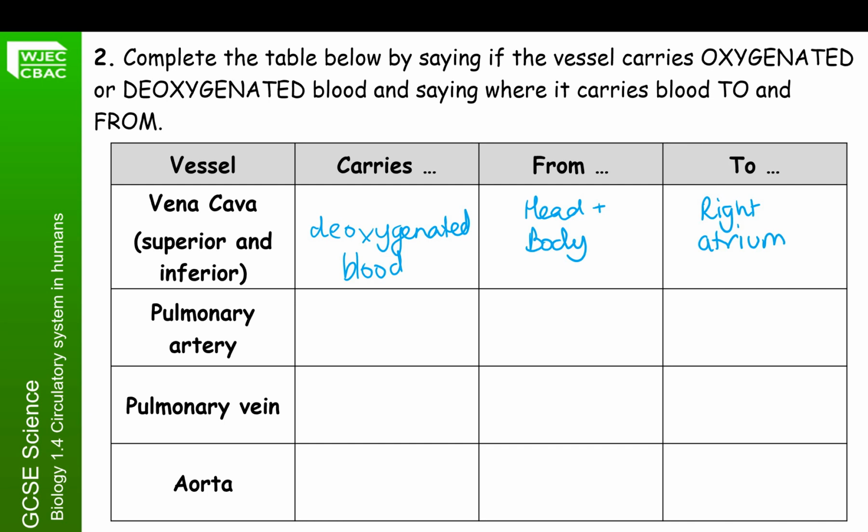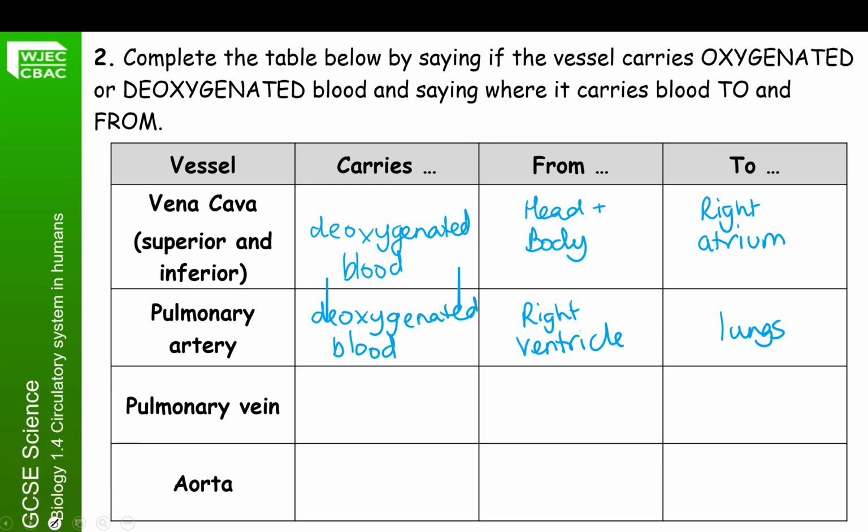Our pulmonary artery is going away from the heart. It too is carrying deoxygenated blood. Sorry, I don't know why the pen keeps doing an upward stroke. And it's carrying the blood from the right ventricle, and the right ventricle squeezes and pushes the blood out through those semilunar valves, and out through the pulmonary artery, and it's going to the lungs because it's going to go and pick up oxygen.